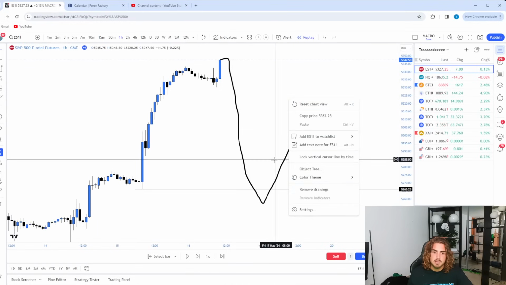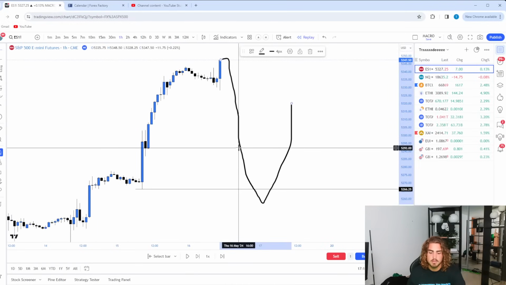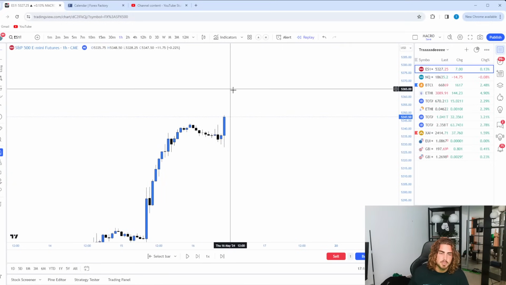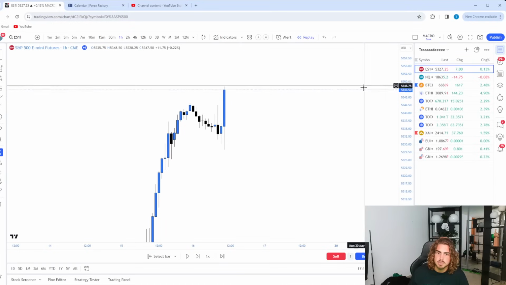It's not going to do that. Okay, do you really think that price is going to... Also, this was deep in the market open anyways, after it had broken structure.